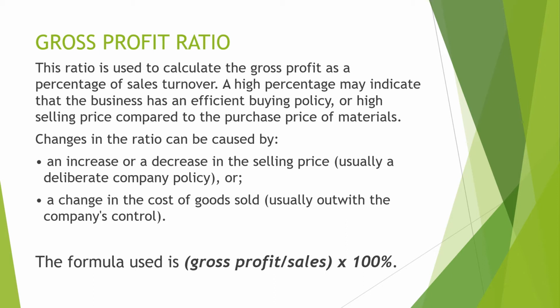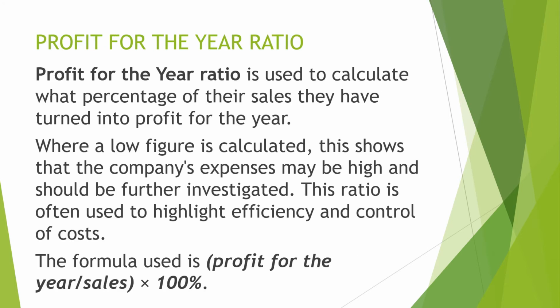Another thing can be a change in the cost of goods sold, and that's something that's outwith your company's control. So it might be your suppliers are putting their price up. If they put their price up, the gap between the cost price and the selling price is down, reducing gross profit. Or if they actually put their costs down, maybe because they're experiencing competition, then the gap between the cost price and the selling price is up, which means that your gross profit is going to be better. So the formula used is gross profit divided by sales multiplied by 100, because it's expressed as a percentage.